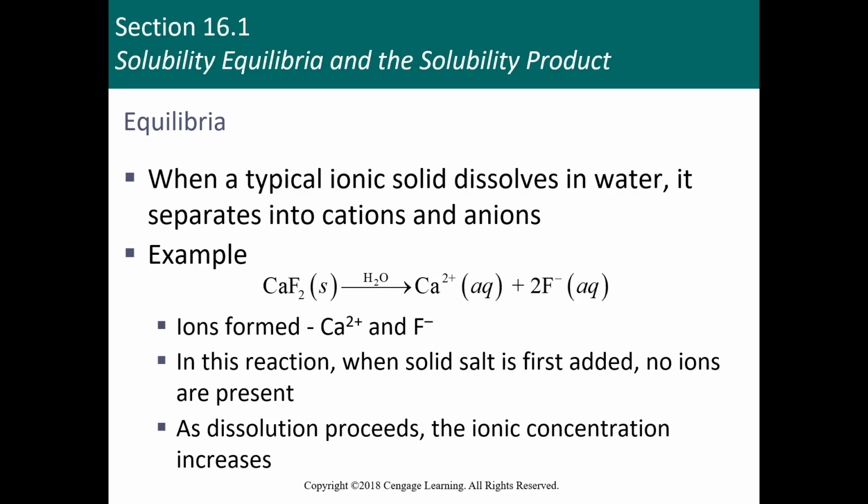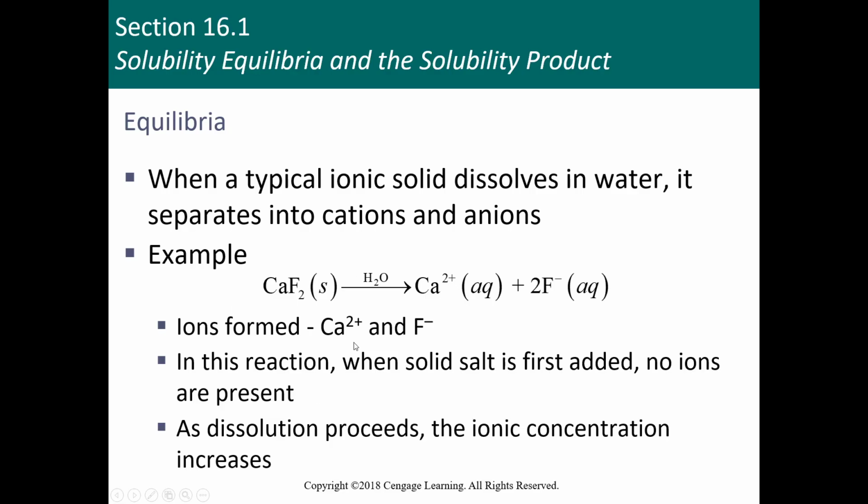equilibria. When a typical ionic solid dissolves in water, it's going to separate into its cations and anions. We see an example of this right here. We have calcium fluoride. It's a solid. We put this in water. It dissolves in water by separating into its cation, which is calcium 2 plus, and its anions, which is 2 F minuses. That is 2 separate F minuses. And these are aqueous, of course. That means in a water-based solution.